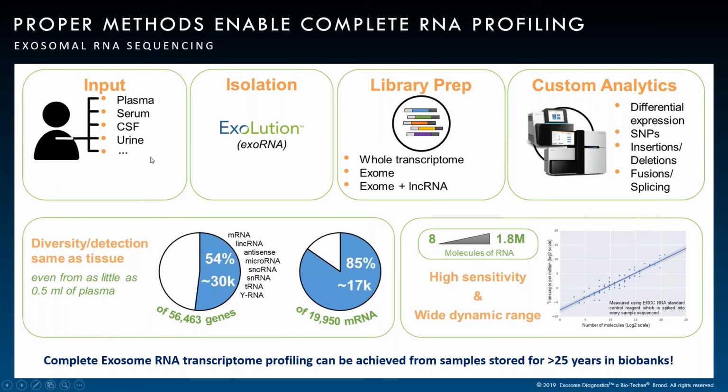So here at Exosome Diagnostics, we've optimized all the biofluids, the plasma, serum, cerebrospinal fluid, urine, etc. And with proper isolation, you can do a library prep that captures all of the RNA transcriptome. So from as little as 0.5 ml of plasma, we can see the same diversity of RNAs as you would from a tissue sample, if you sequence a tissue sample at the same read depth. So we see over 30,000 of the 56,000 genes, or up to 17,000 of the 20,000 mRNAs. And in every step of the process, we have controls. We spike in 92 different exogenous controls, so we know that we are reporting out on valid data, and that sensitivity goes down to actual single molecule detection.